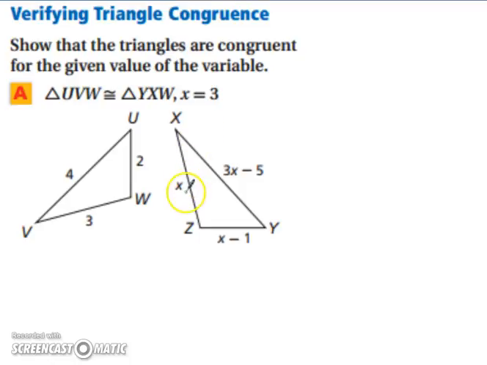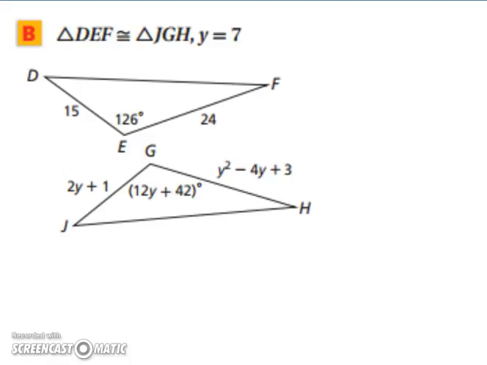So if x equals 3, we know that XZ must be 3. And if we plug 3 in here, we have 3 minus 1, which gives us 2. And then we have 3 times 3 minus 5, which would be 4. So our corresponding sides are, in fact, congruent. Let's try one that's a little bit more difficult.